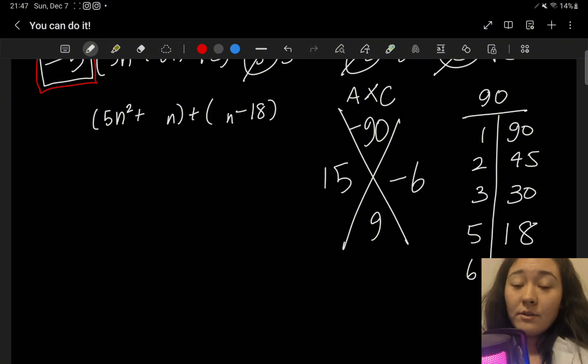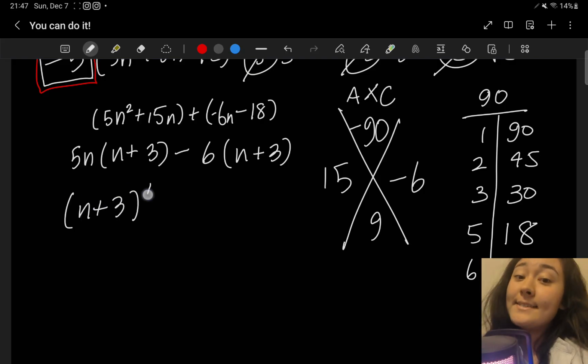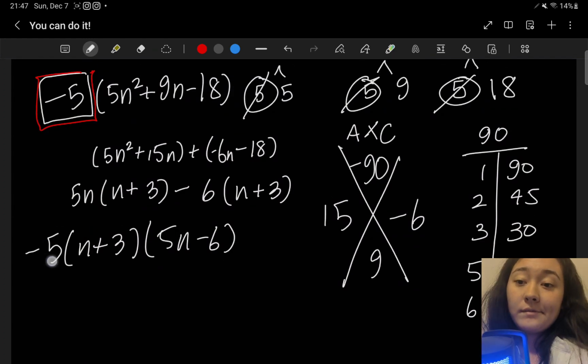Okay, we pop that in, grouping the negatives together so we can pull out the minus sign, find the common, which is 5n, and then copy n plus 3 into the second parentheses, and we can take out a negative 6. Then we got n plus 3 in the first parentheses, and then 5n minus 6, and pull down our negative 5. And there we go.